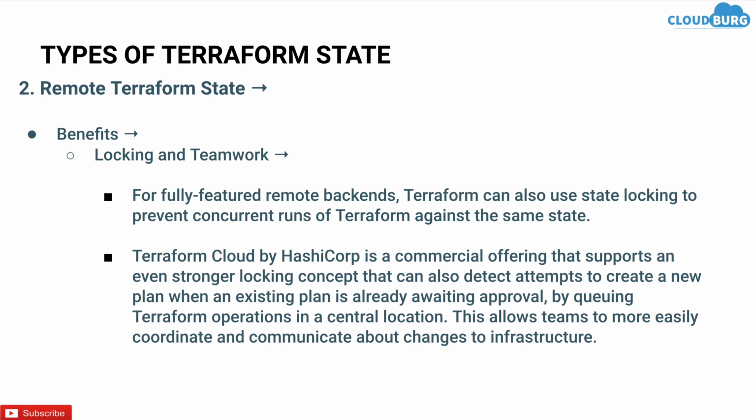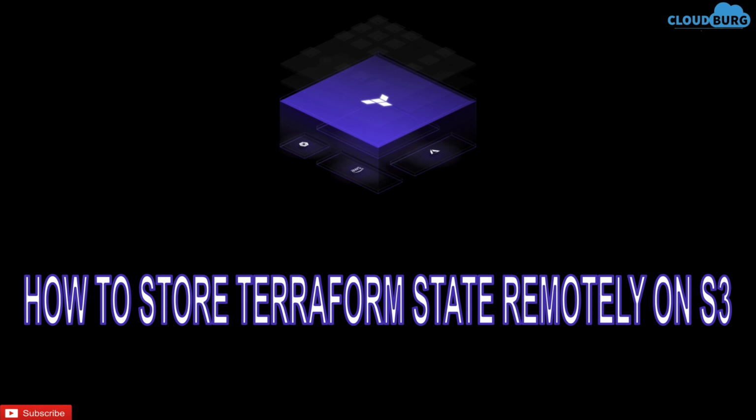Terraform Cloud by HashiCorp is a commercial offering that supports an even stronger locking concept that can also detect attempts to create a new plan when an existing plan is already awaiting approval. Suppose I run Terraform plan, then in the meantime another user can't make any changes to Terraform until and unless my plan is approved, by queuing Terraform operations in a central location. This allows teams to more easily coordinate and communicate about changes to infra. So let's see the example of remote Terraform state.